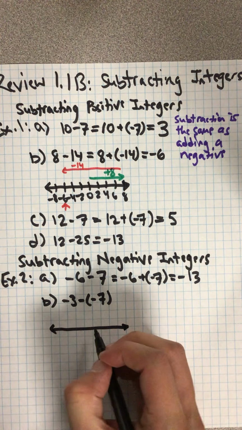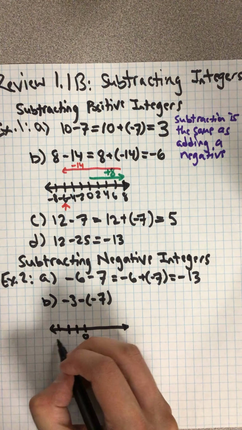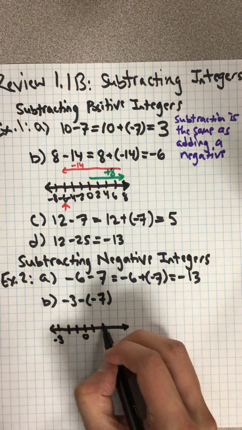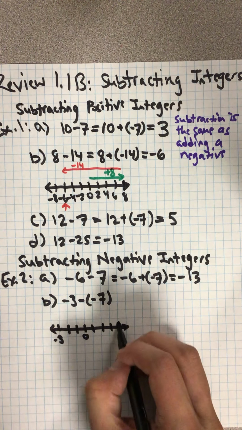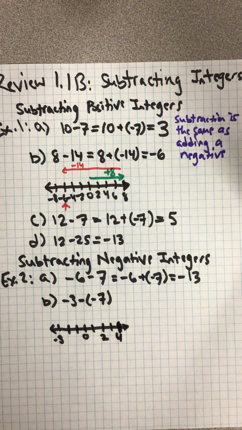So we're going to start from here. This will be our 0. We're going to count by ones. So this is negative 3 over here, and then 1, 2, 3, 4. Oops, the 4 goes down here. You don't actually put the numbers on the line itself.